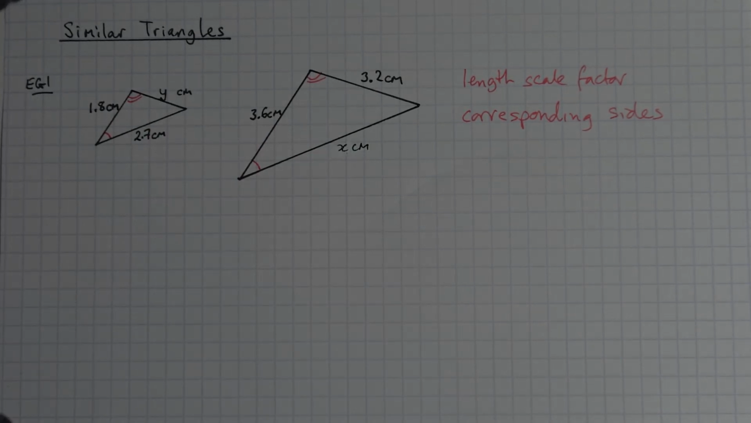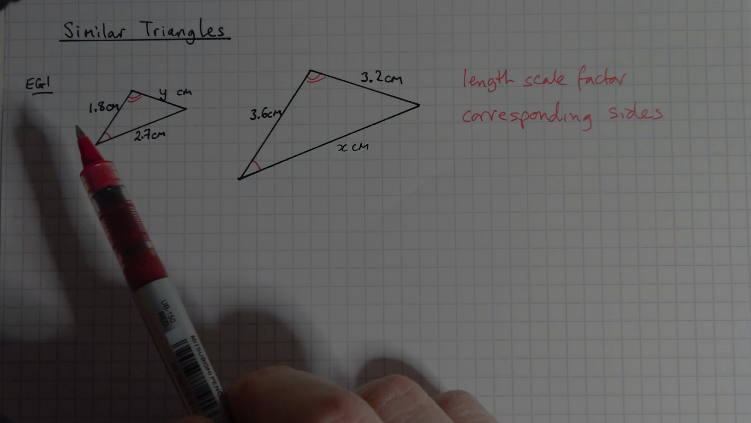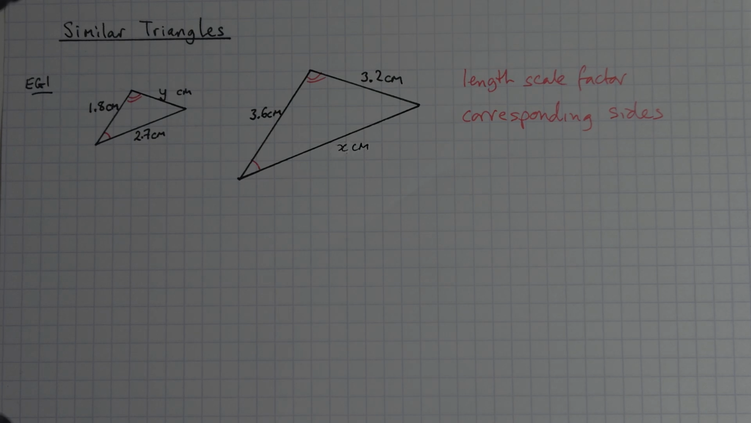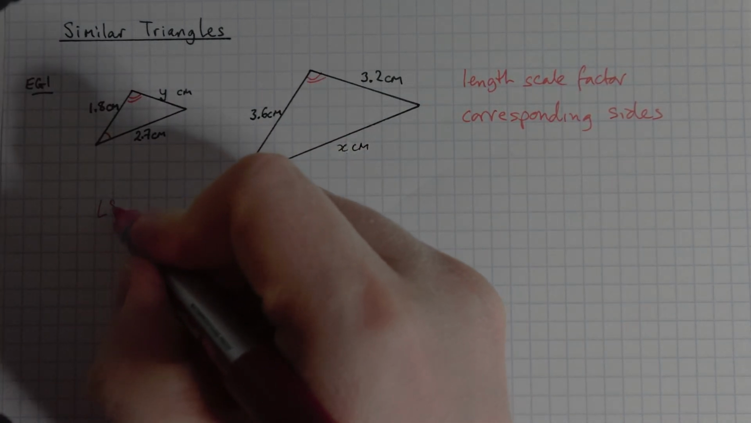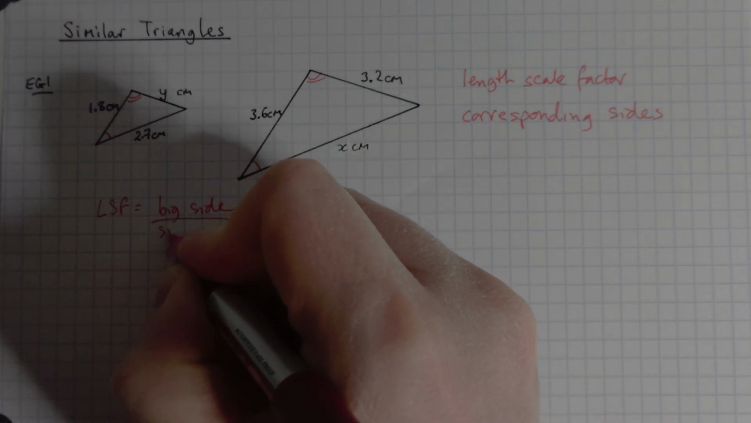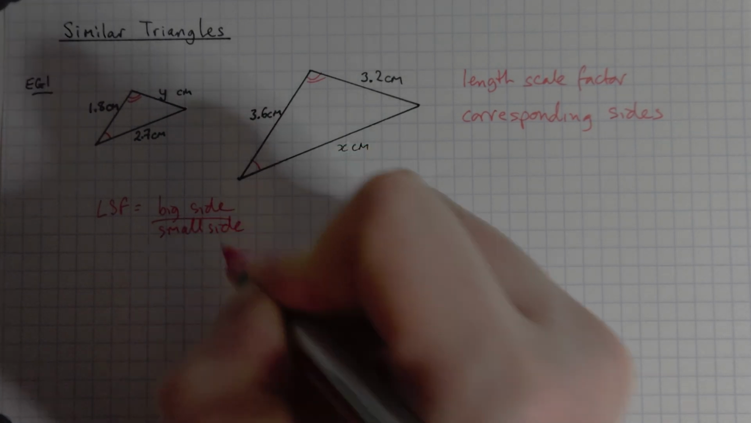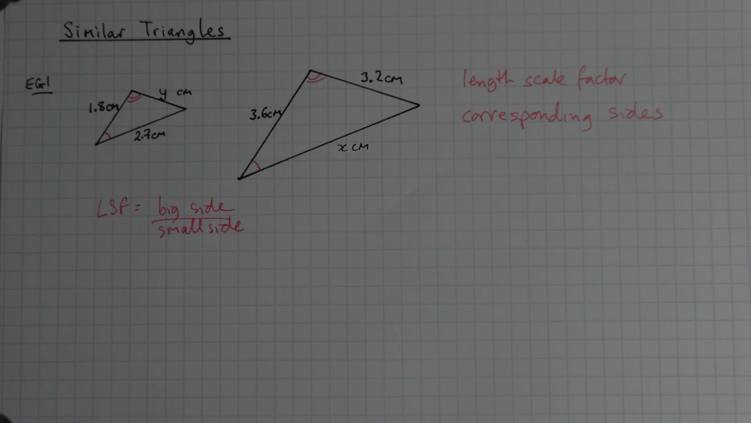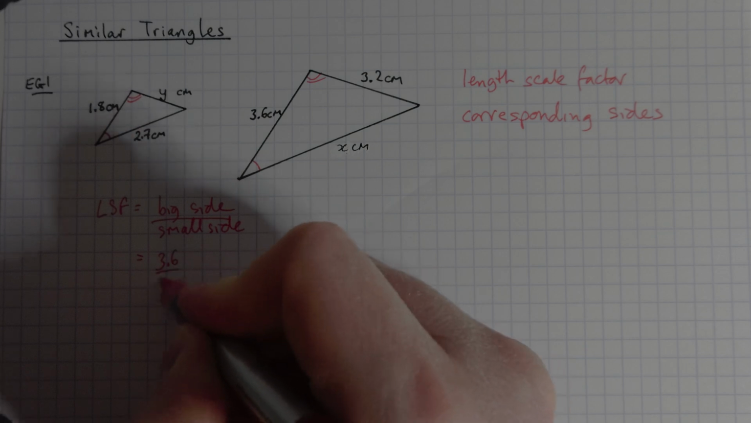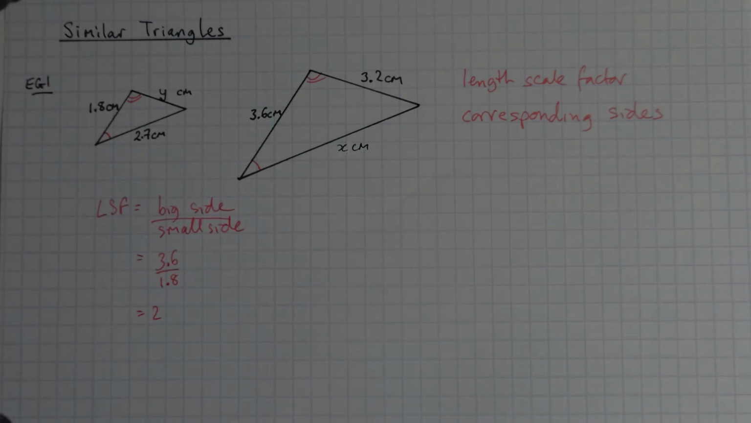Right, so I claim that for this particular one, it should be fairly simple to see that the scale factor is 2, as if you double 1.8, you get 3.6. But if you can't see it, then step 1 is always divide the big side by the small side. So length scale factor, I'm going to abbreviate that to LSF. Just do the big side divided by the small side. And I don't mean any old big side, I mean corresponding sides. So I'm going to pick the 3.6 and divide it by 1.8. And your calculator will tell you that that is 2.